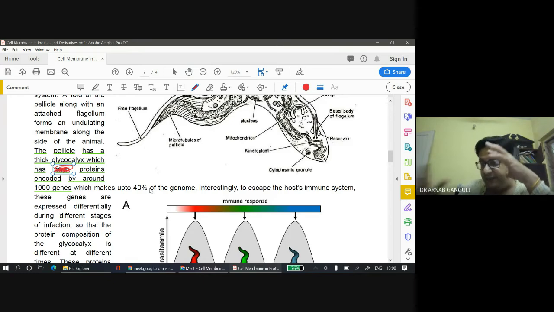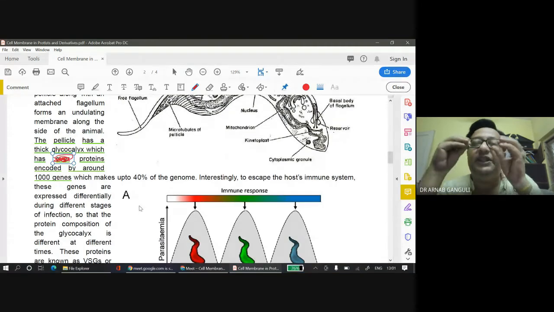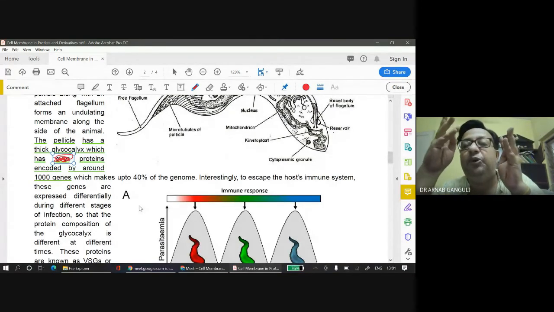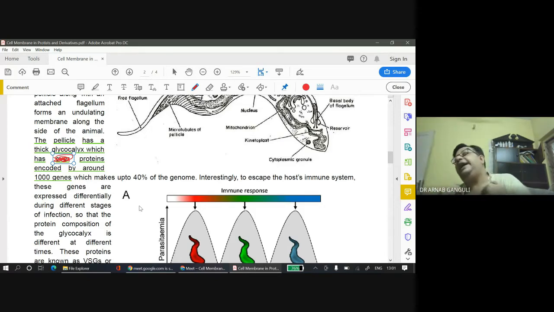Say when this organism is infecting a person, it enters into the bloodstream. Immediately, what happens? You have cells, an immune system of your body, which will make antibodies against the glycocalyx, which has got several unique proteins. Our immune system will identify these proteins. Okay, this is a trypanosoma, and they will make an antibody against this and destroy this cell. So for the parasite to establish infection in that person's body becomes impossible.